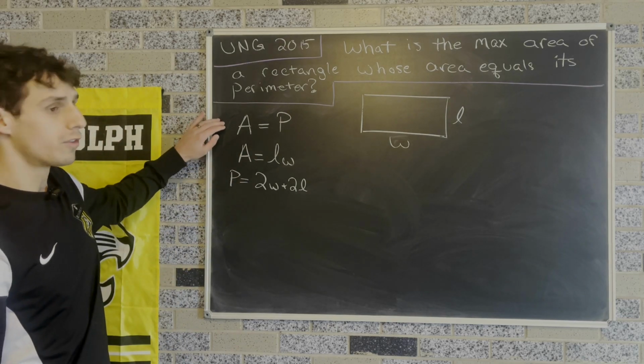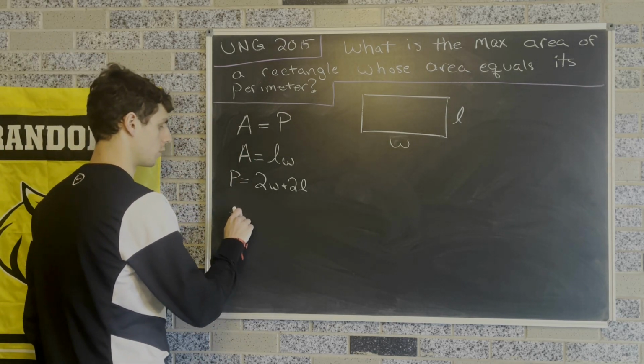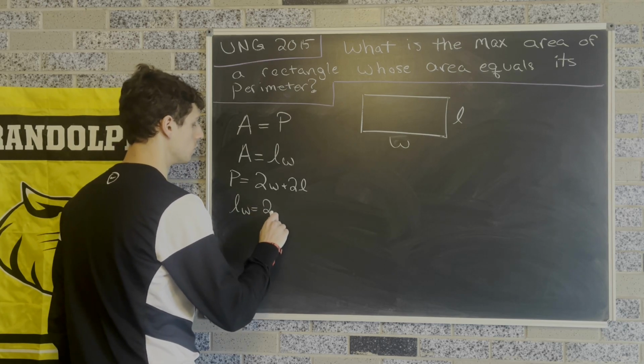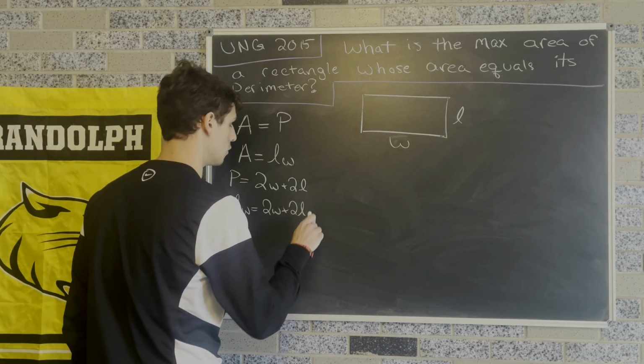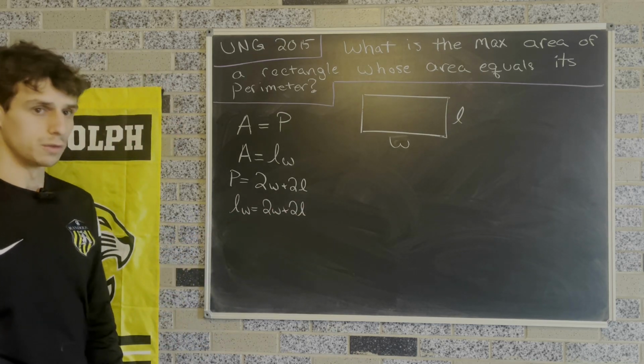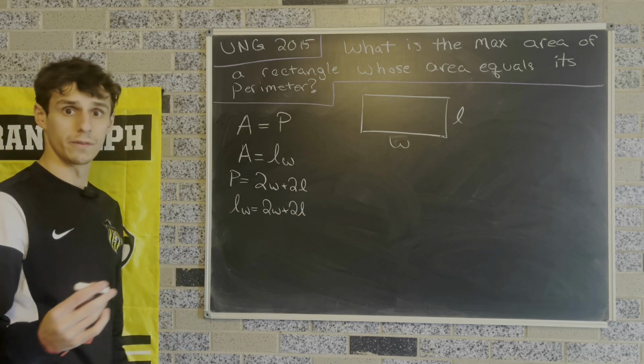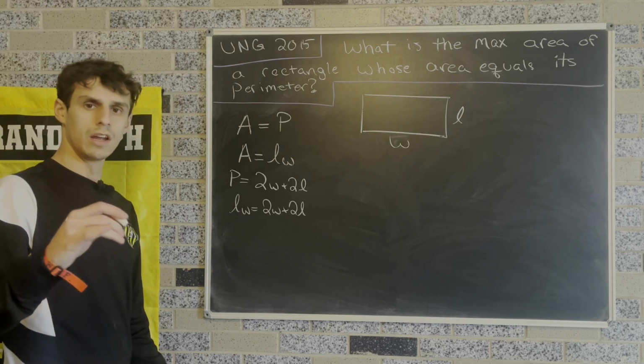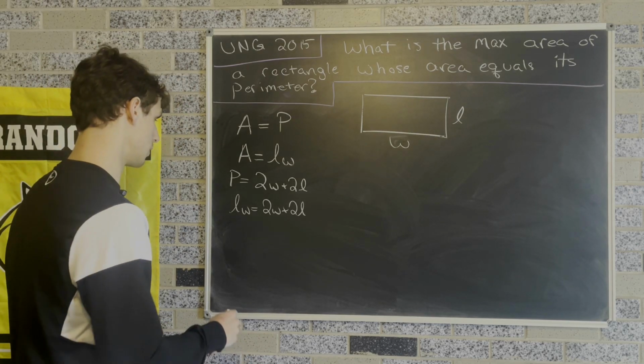And now from our first equation, we can set these equal to each other. So we'll have lw equals 2w plus 2l. So now what we want to do is solve this equation for one of our two variables. I'm going to solve it for l, but you can solve it for w and you should get the exact same answer. Go ahead and let me know down in the comments if that's what you did.